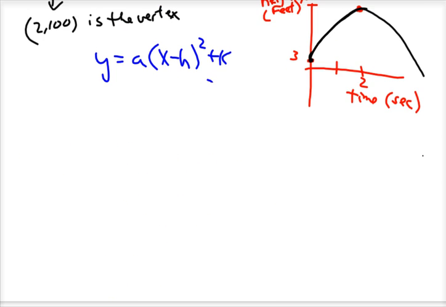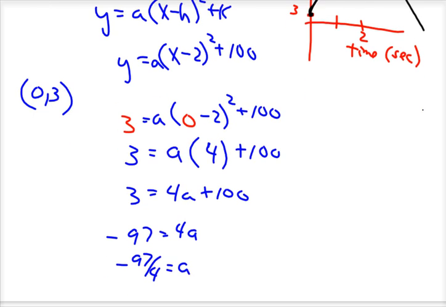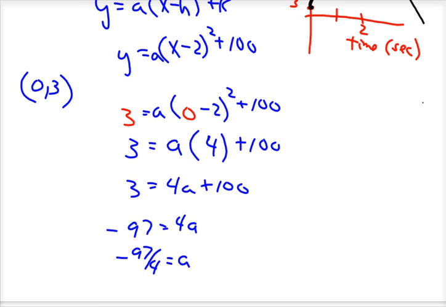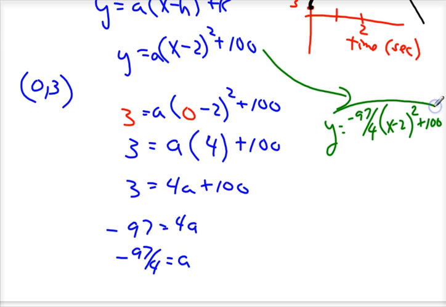Now I have my equation. In order to come up with my equation, I needed a, h, and k. So here I was almost done. I had 2 of the 3. I just need to go ahead and plug in the third. It would be negative 97 fourths, x minus 2 quantity squared plus 100. So that's how you find the equation in vertex form if you know the vertex and you know another point. Plug in that h, k, and then plug in that point so you can solve for and find a.